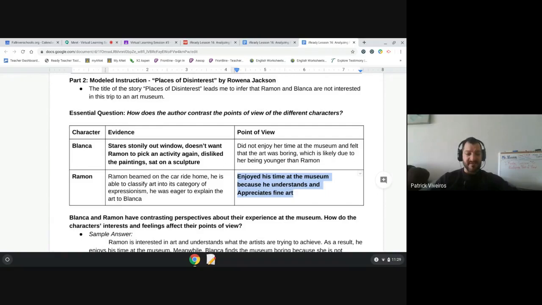So here's the evidence that I found. And again, these aren't direct quotes. I chose to paraphrase the evidence. You can always paraphrase, guys. I tell you all the time. Sometimes it's a bit easier, and it comes off as a bit more professional. So here's the evidence for Ramon.